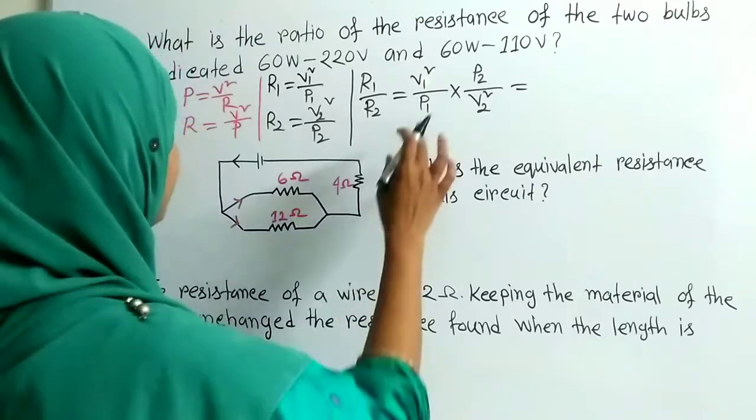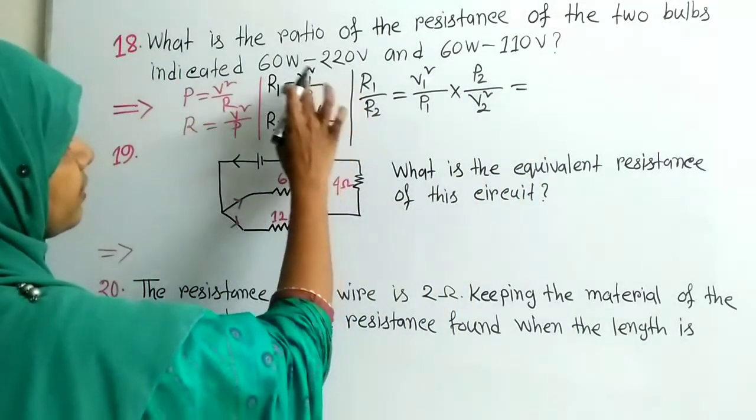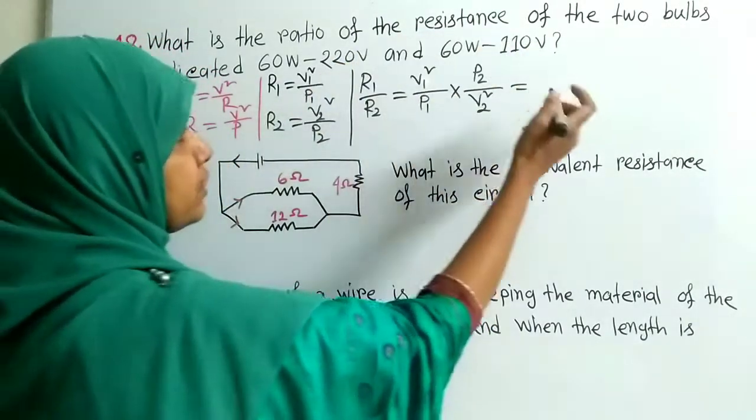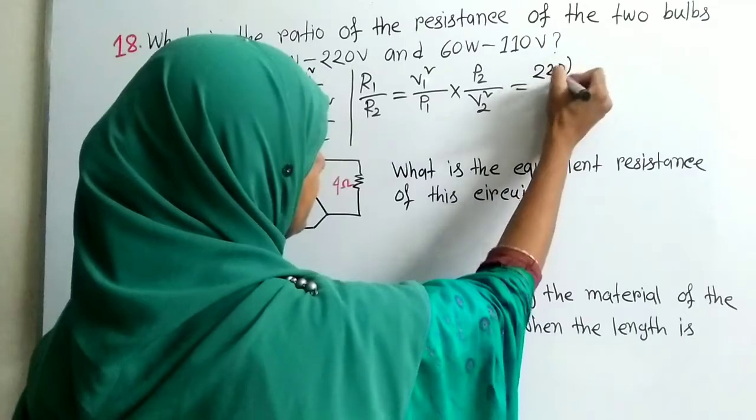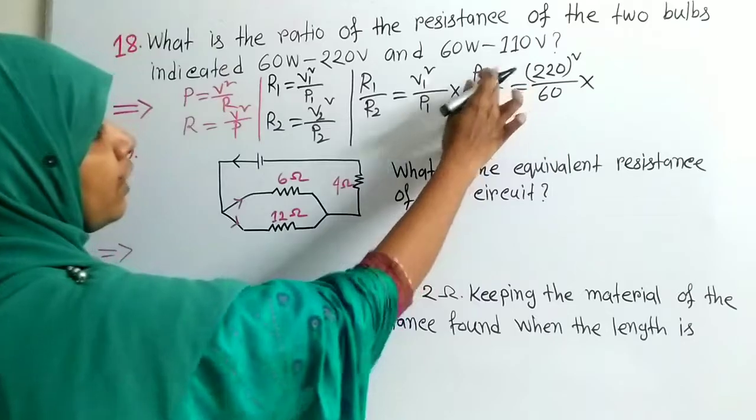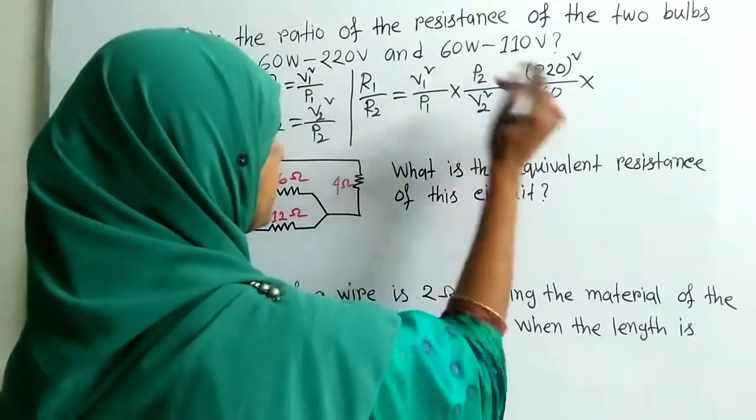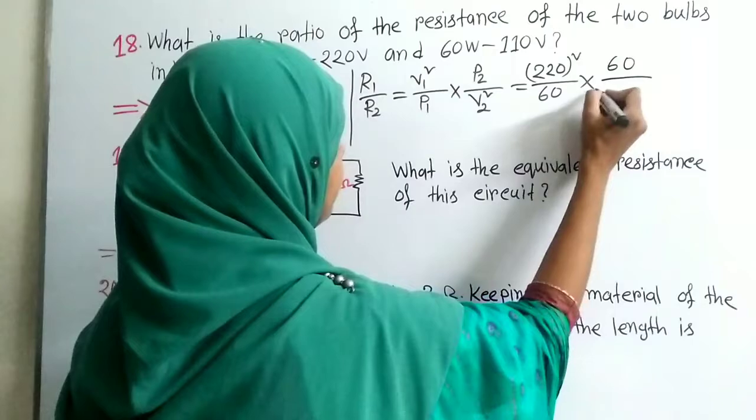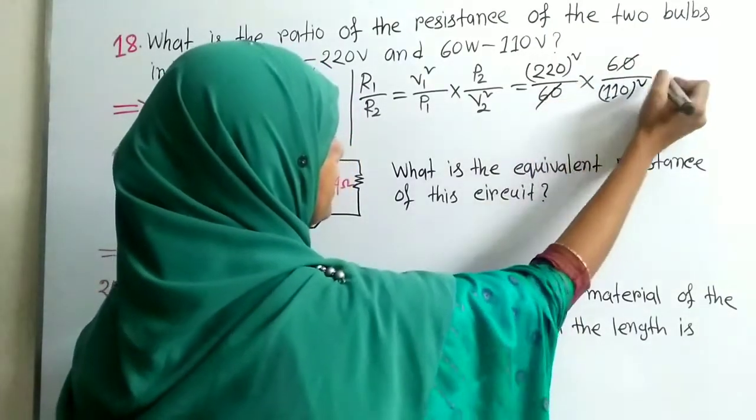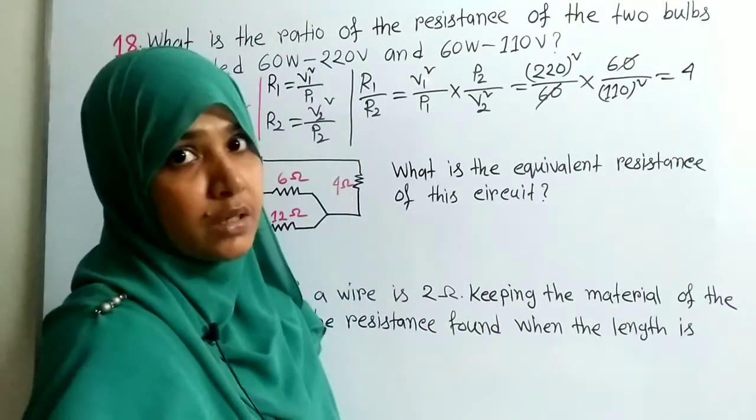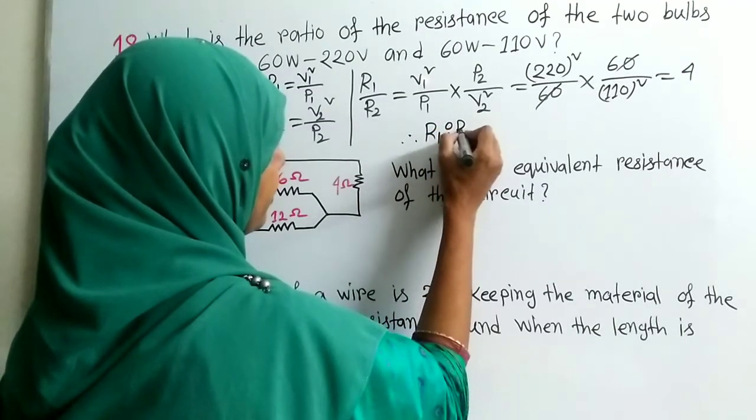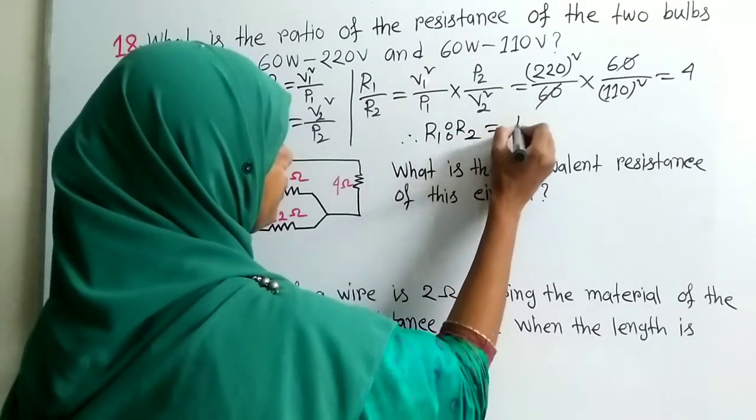Now if we consider the first bulb's power is 60 and V is 220 volt, we can write 220 whole square divided by 60, into the power of the second bulb, which is also 60 watt. So here we will write 60 by 110 whole square. Now after calculating it you will get the value 4. So we can write that the ratio of resistance of these two bulbs, or ratio of R1 and R2, is 4:1.